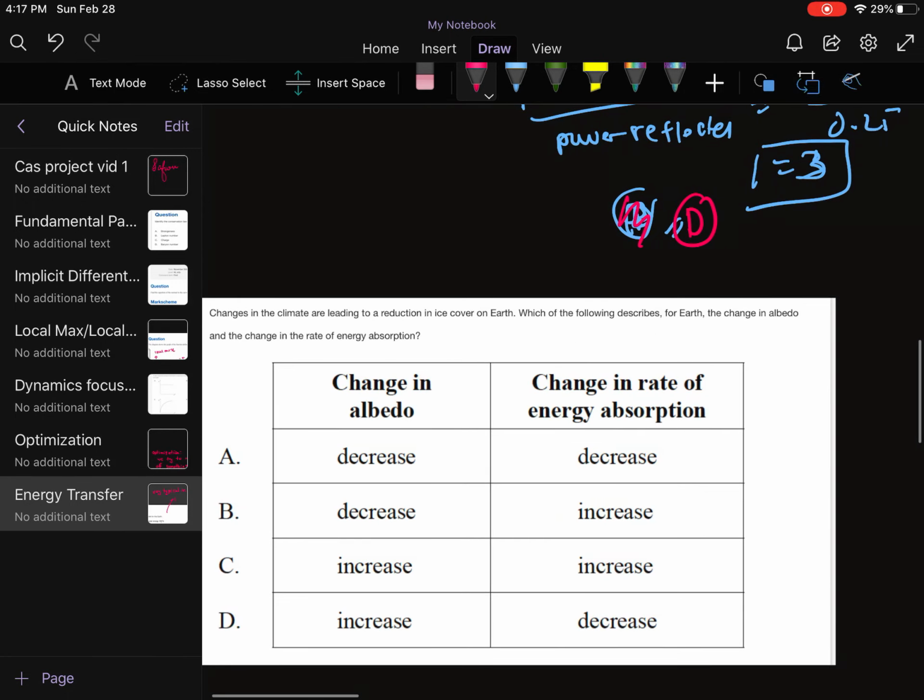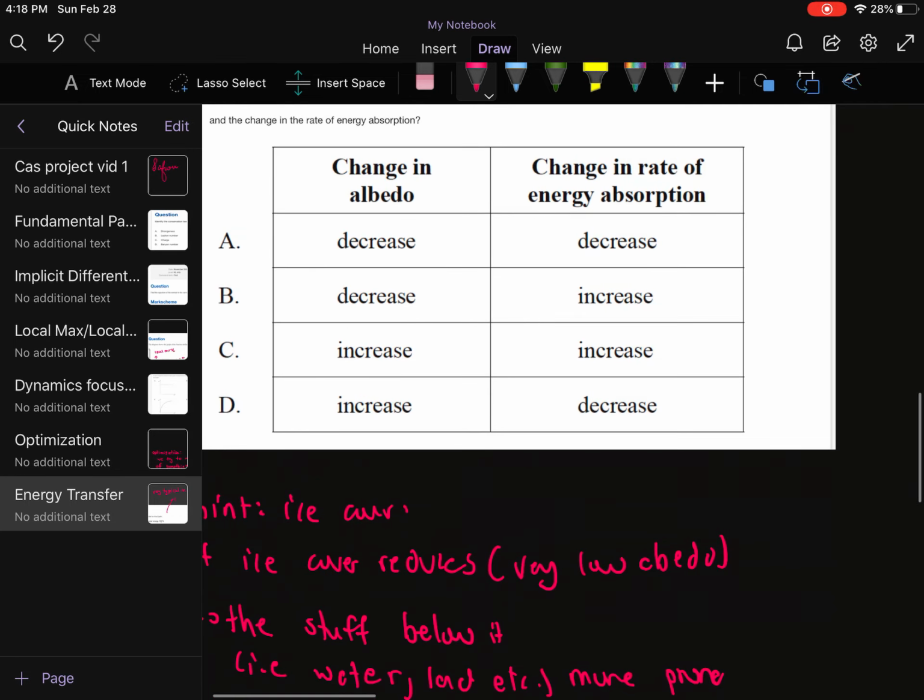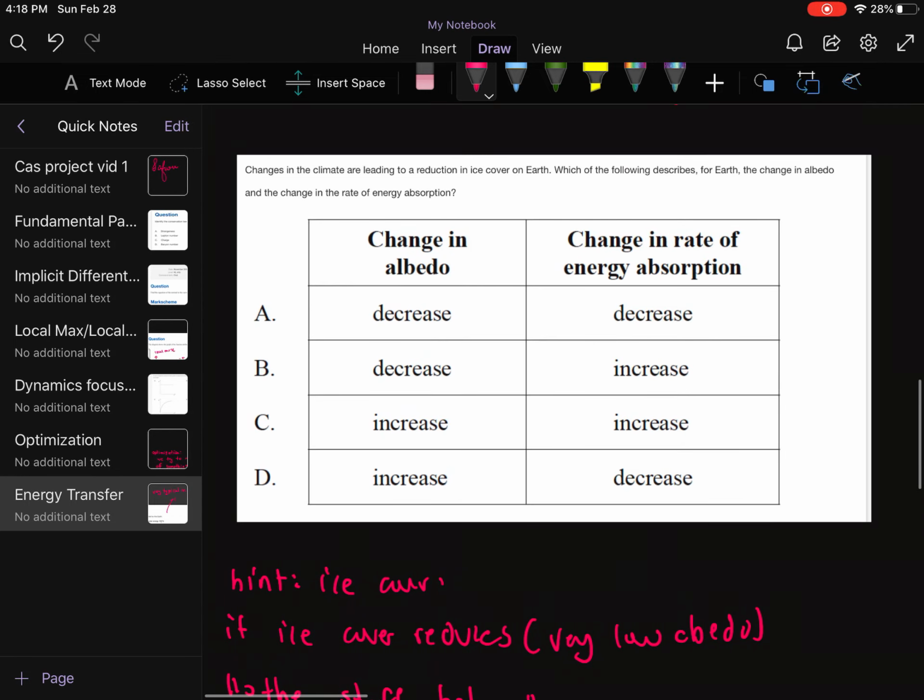So it's saying that changes in the climate are leading to a reduction in ice cover on Earth. Which of the following describes for Earth the change in albedo and the change in the rate of energy absorption? If you look at the two, they're ridiculously interrelated. They're actually asking you the same question, but in a different way. So again, the hint is ice cover.